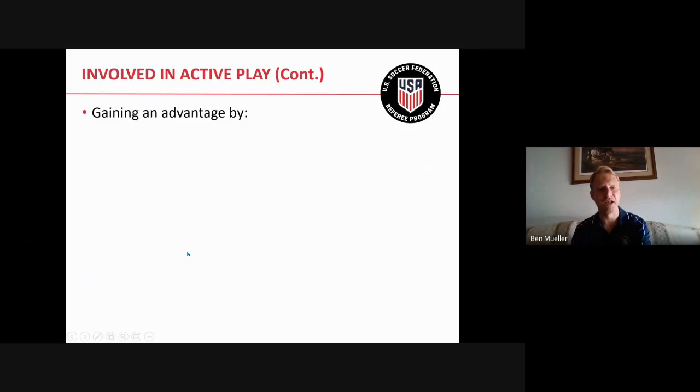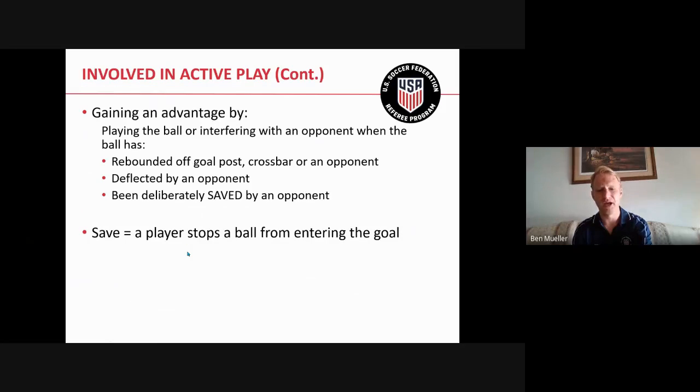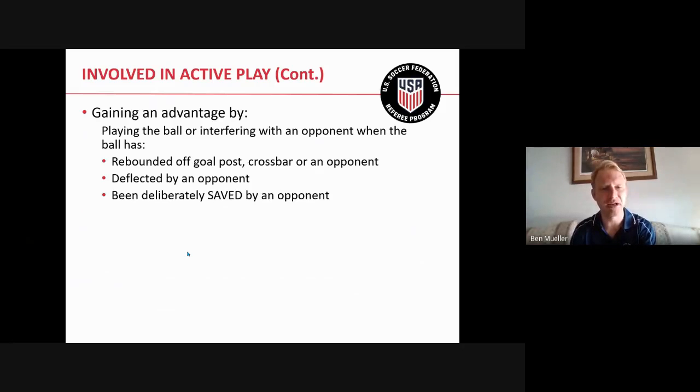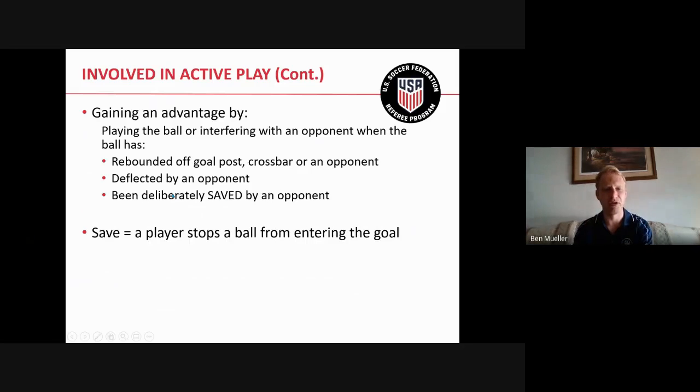And then the third way is gaining an advantage. And this is going to happen simply by being in an offside position and then getting involved in play after the ball has rebounded from the goalpost, crossbar, or an opponent, or if there was a deflection by an opponent, okay? Or if there was a deliberate save. And again, a deliberate save means a player stops a ball from entering the goal. And don't worry, we've got some examples that'll highlight this exactly coming up.